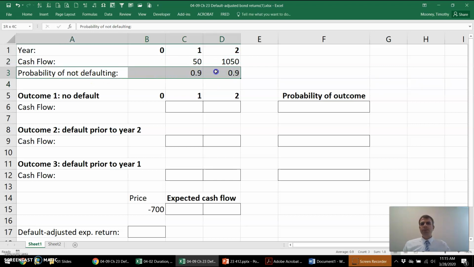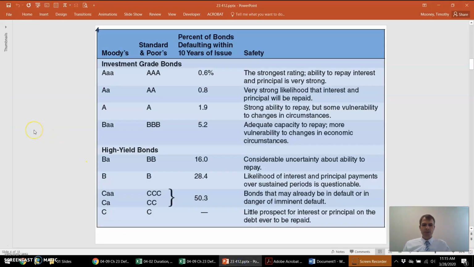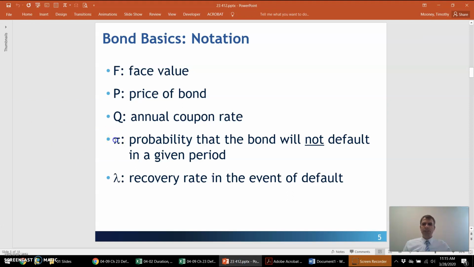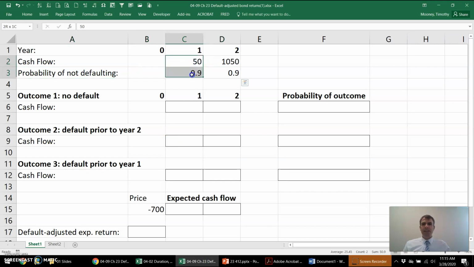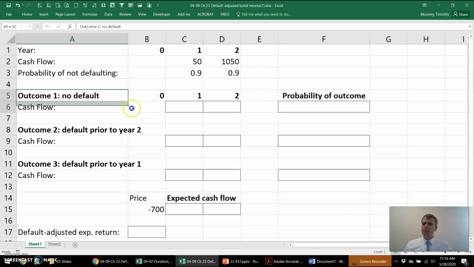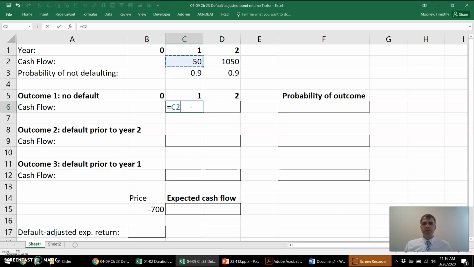And then in each period, according to this chapter's notation, we've got a probability pi that the bond will not default. So there's a 90% chance that this first coupon payment is going to be made and the firm won't default, just for illustrative purposes. And then in year 2, there's another 90% chance. And so there's 3 possible outcomes with this bond, right? Either we make it through all the coupon and principal payments with no default, and so we receive $50 in year 1, $1,050 in year 2.